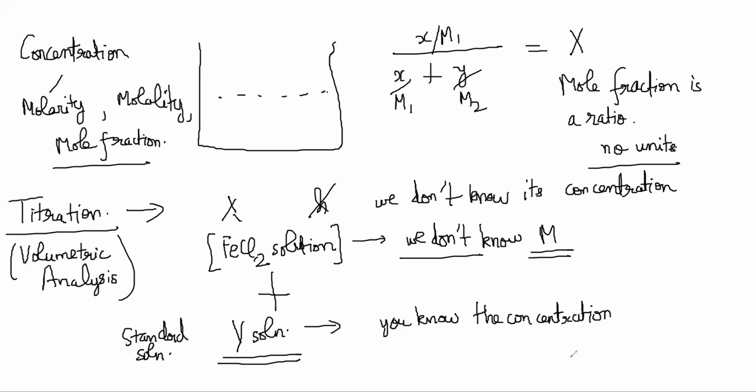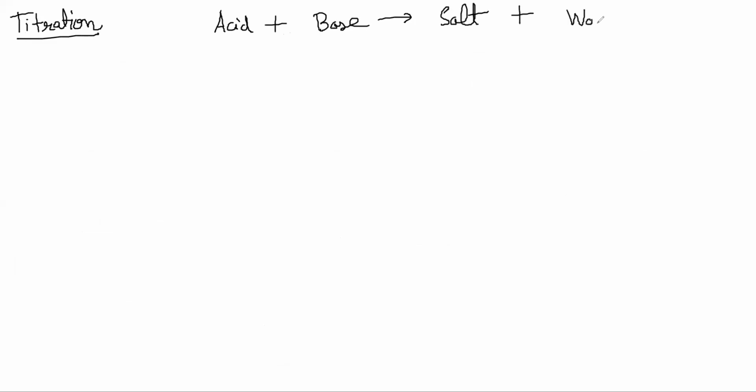Okay, so to understand titration, we'll take an example, a simple reaction: acid plus base gives salt plus water. This type of reaction you have seen earlier, right? Acid plus base gives salt plus water.